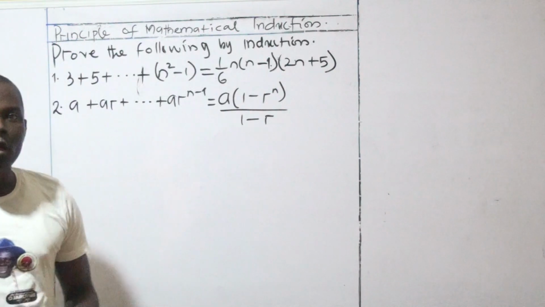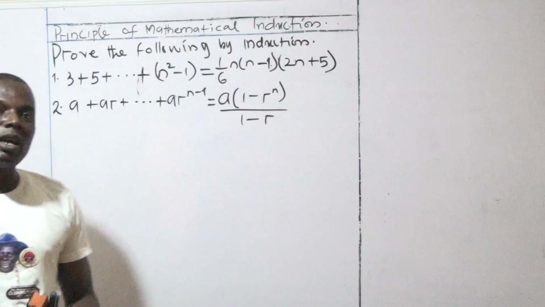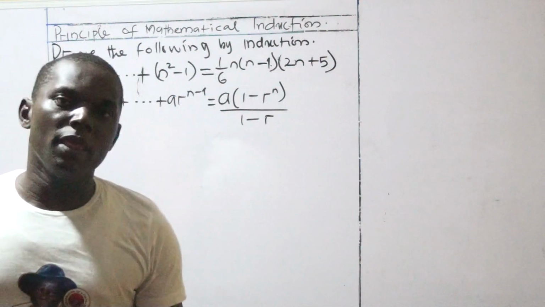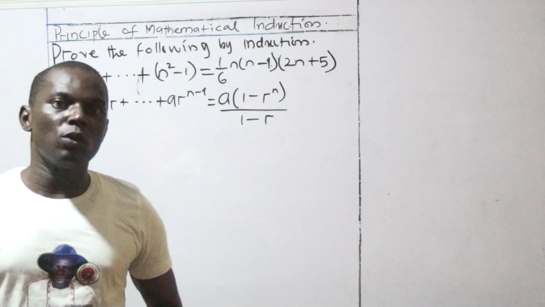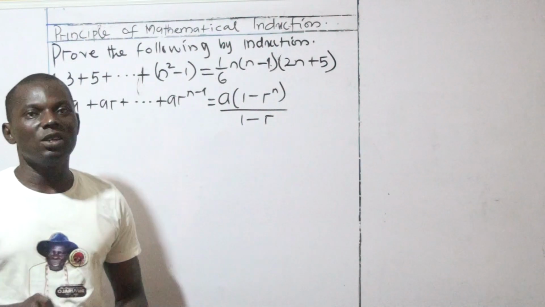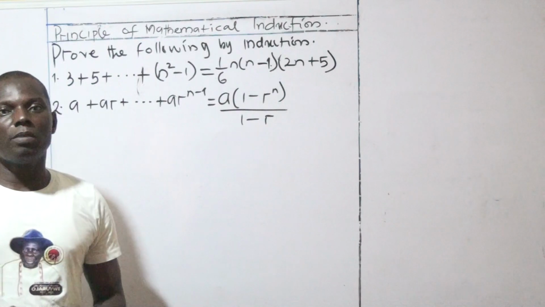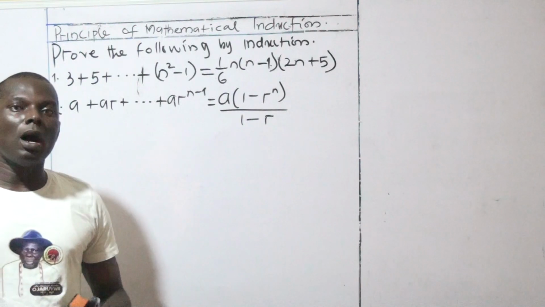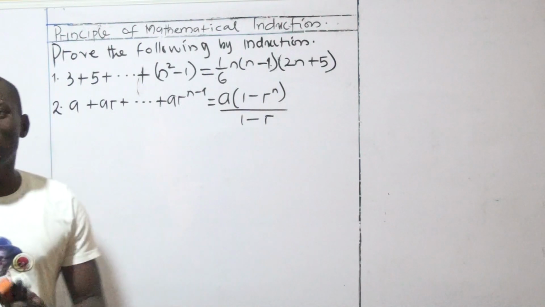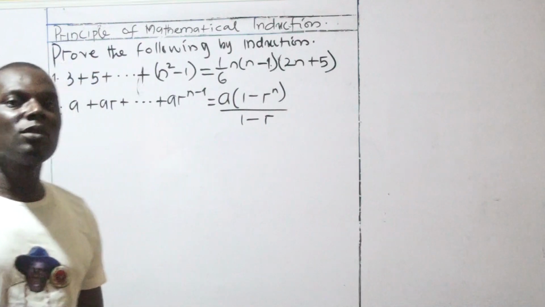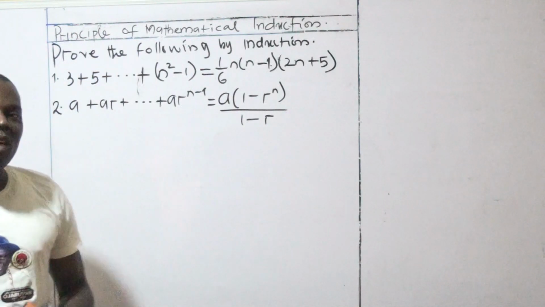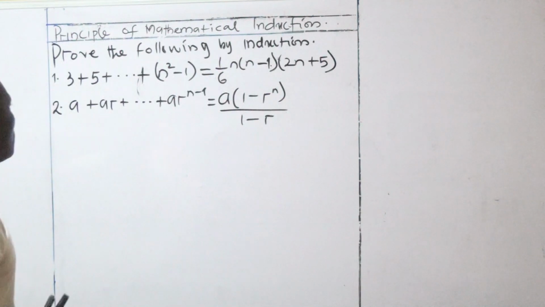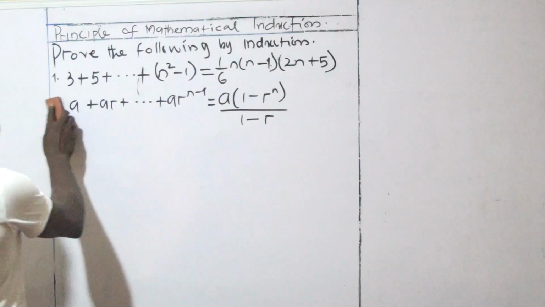And once you are able to establish that, the next step is to show that it is also true for n equal to k plus 1. So these are just the procedure, but you have to follow them tenaciously. You have to do them bit by bit so that you are able to arrive at the answer. Now let's take a look at the first one.